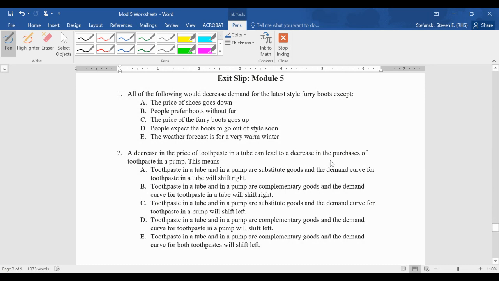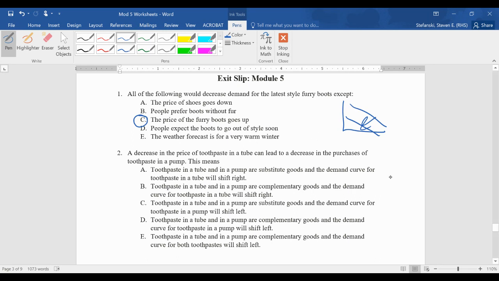Let's go to the exit slips. It says all the following would decrease demand in the latest style furry boots, except. All of these would be a decrease in demand, and a decrease in demand would be a shift left. All of these would cause a decrease in demand except for one. That would be the price of furry boots goes up. All the other ones would shift the demand curve to the left. The only one that doesn't do that is a change in price, which slides along the curve.